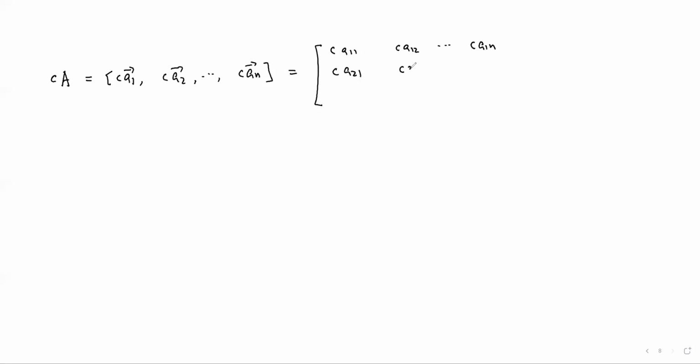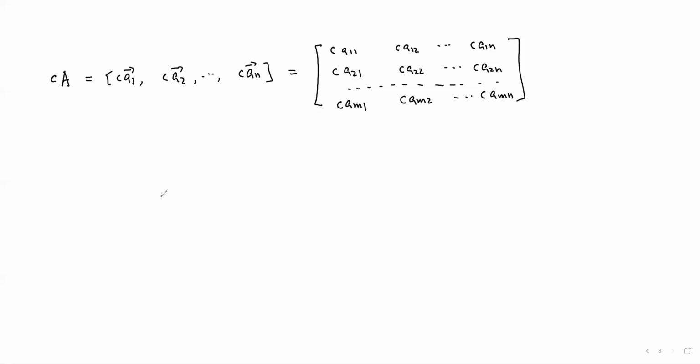C times A21, C22, C2n, Cm1, Cm2, Cmn. This is a number times a matrix. All right, a matrix plus a matrix, minus a matrix, a number times a matrix. The formulas are straightforward. Now, let me define a matrix times a matrix.